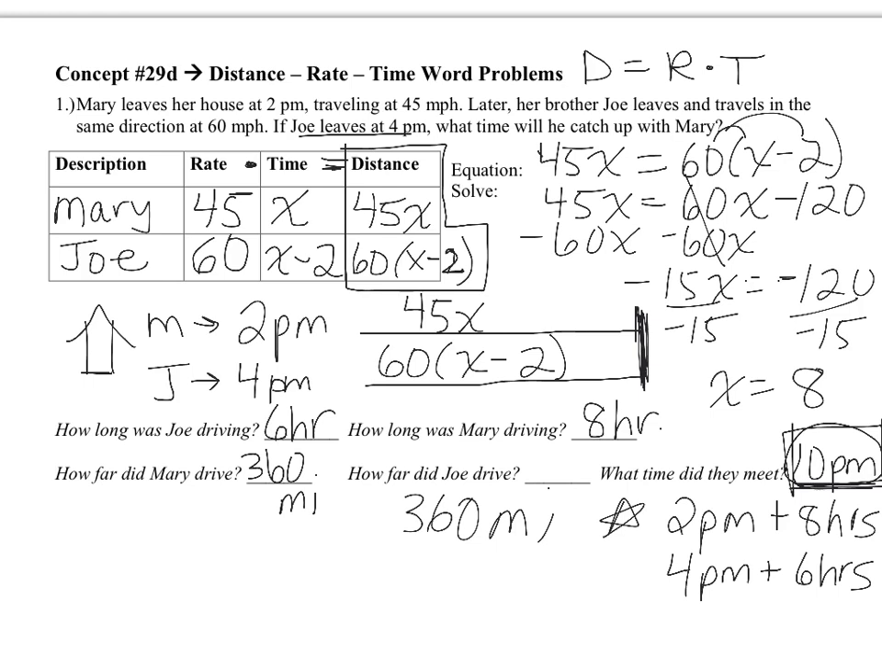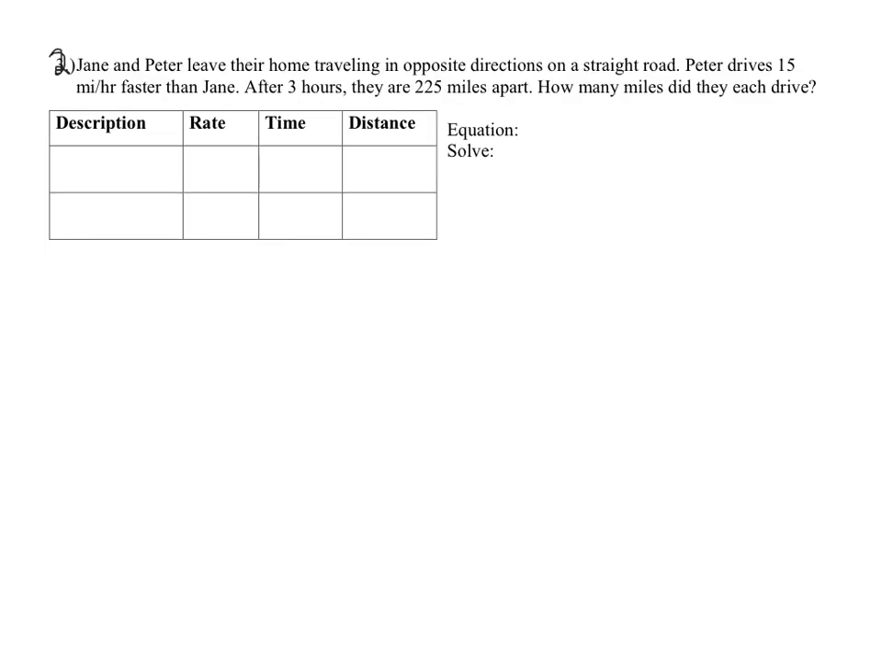All right, so that was a lot for one question, which is why we're going to do several more. So let's look at the next one. All right, second scenario. We've got here Jane and Peter. They leave their home now traveling in opposite directions on a straight road. Peter drives 15 miles per hour faster than Jane. After 3 hours, they are 225 miles apart. How many miles did they each drive?